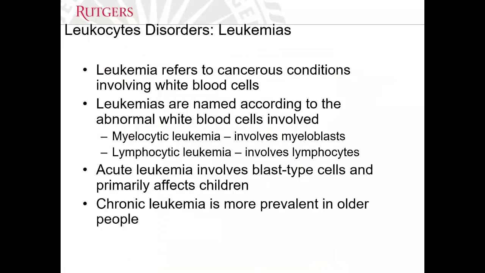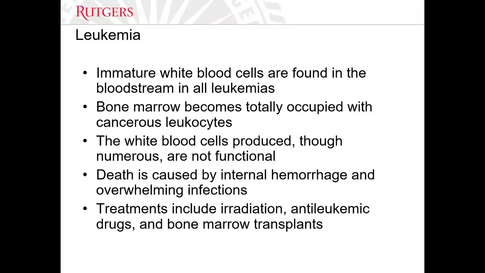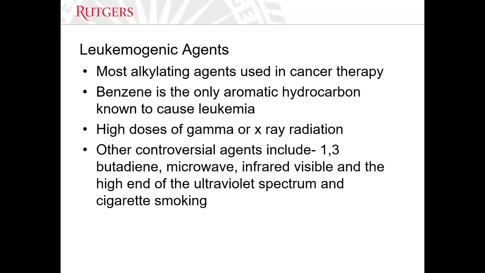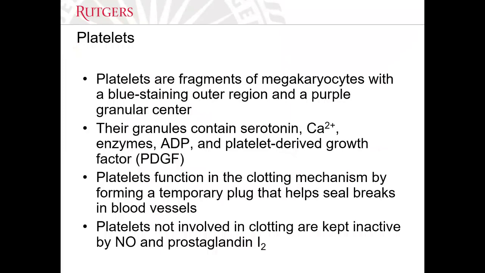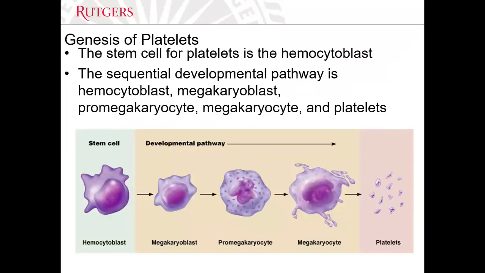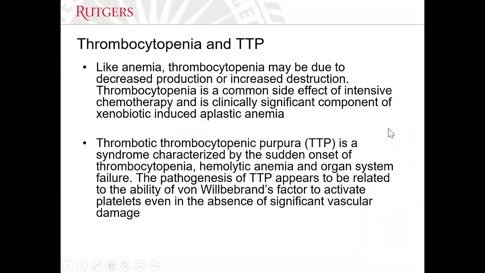Now I talked a little bit about the different types of leukocyte disorders and leukemias, and the characterization of leukemias, and more importantly, what the leukemogenic agents are. So please know those agents. Then we got a little bit into platelets and hemostasis. So know again what the function of the platelet is, and the genesis of the platelet. Again, it all stems from the hemocytoblast, and it goes through the developmental pathway to form the platelet.